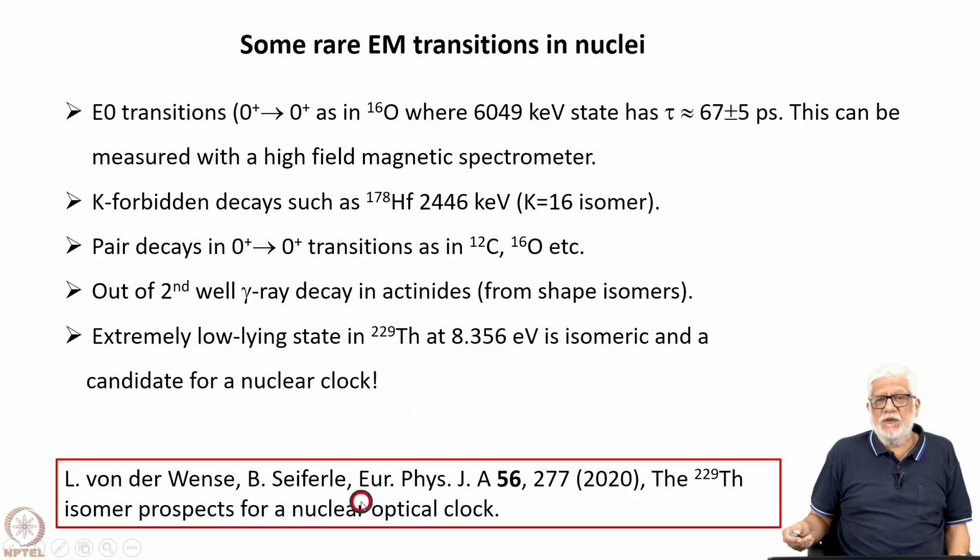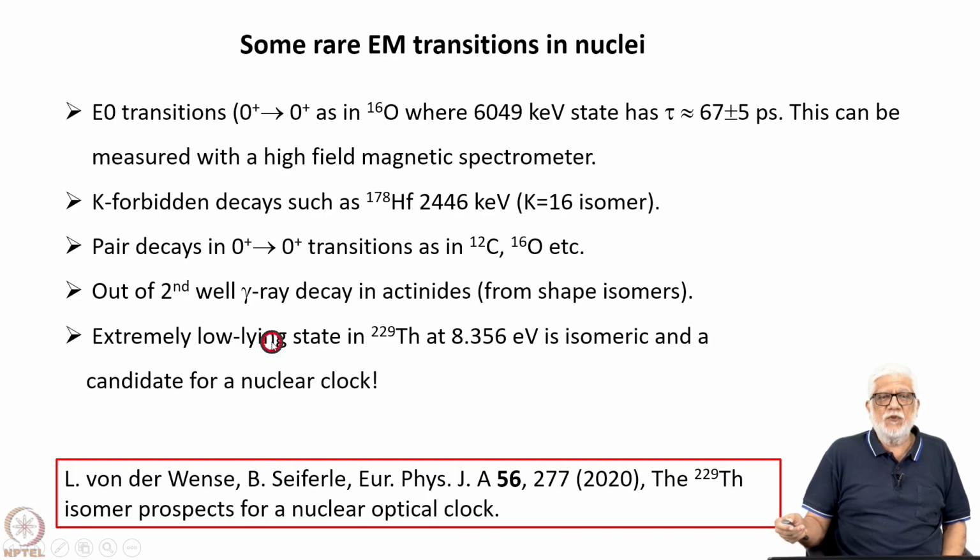And this has been measured recently, about a few years ago, and is a candidate for the nuclear clock because the state which decays is very sharp because it's isomeric, and similarly the ground state, of course, is very sharp because the only way it can decay is by alpha emission. That is of the order of thousands of years.